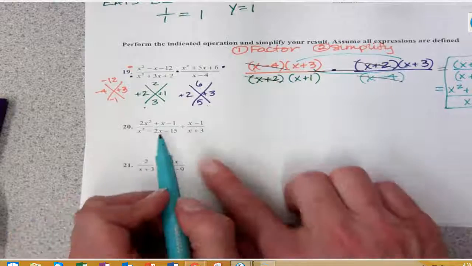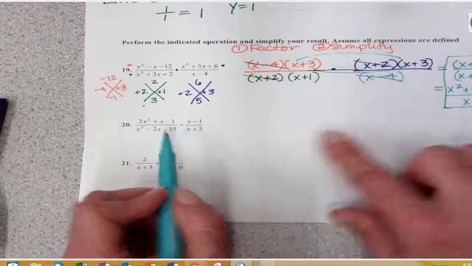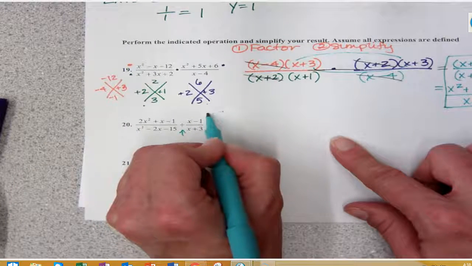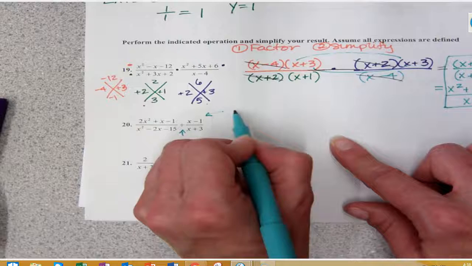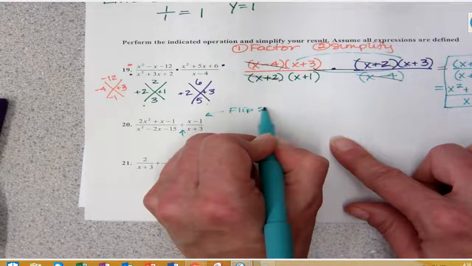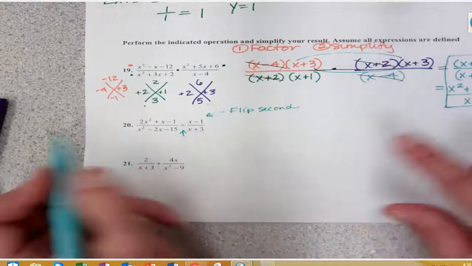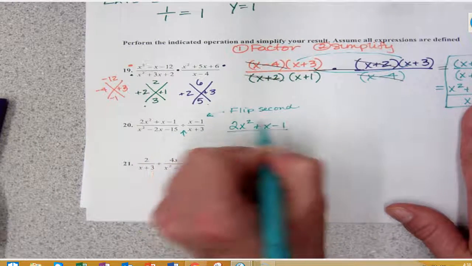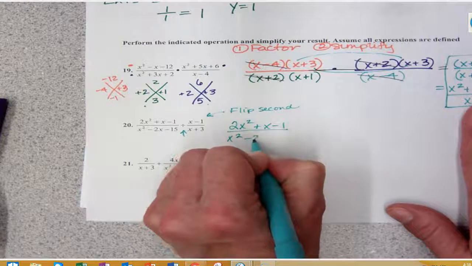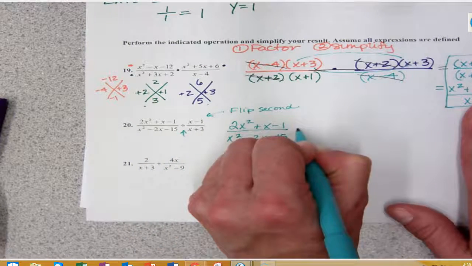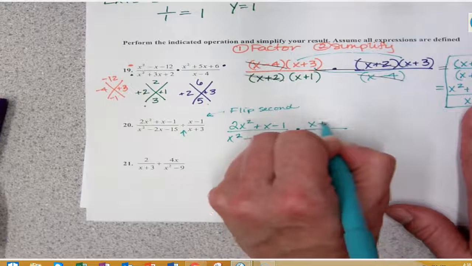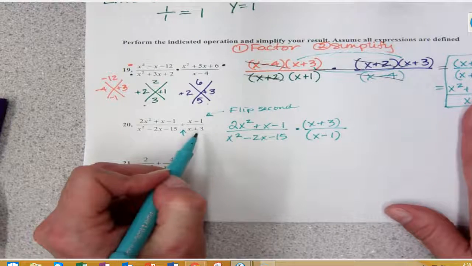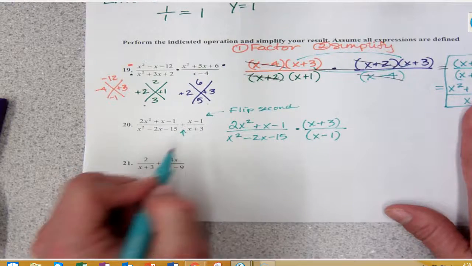Now, with the division, it's the exact same thing, except since you're dividing, you flip the second one. Lots of you guys are flipping the first one. Please don't. Flip the second. So this would actually be 2x squared plus x minus 1 over x squared minus 2x minus 15 times x plus 3 over x minus 1. I just flipped this second grouping.